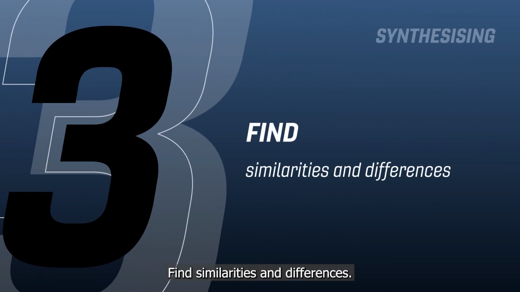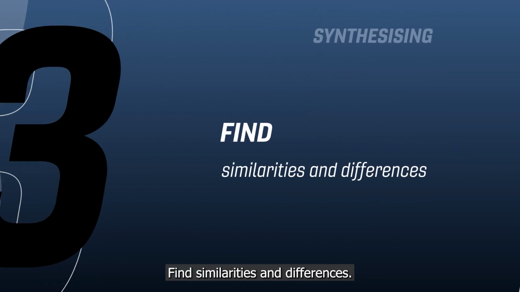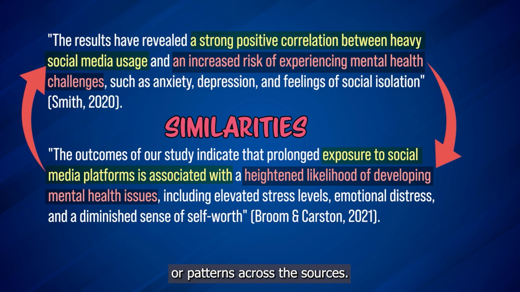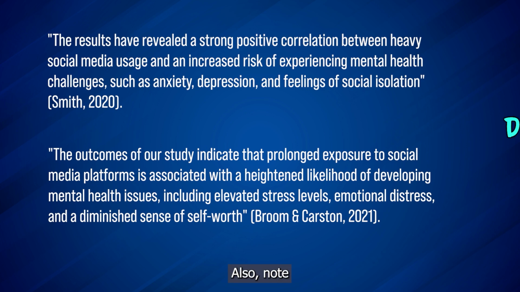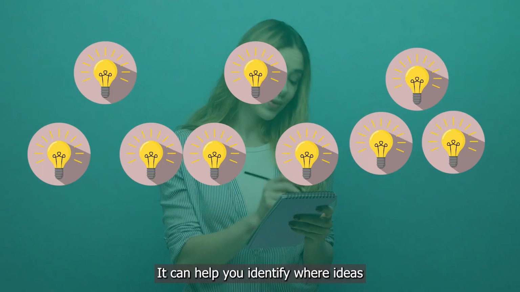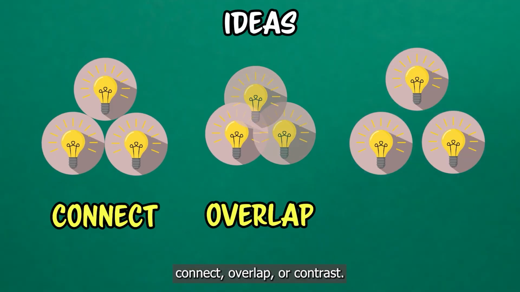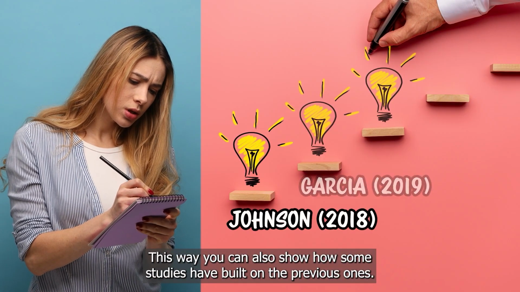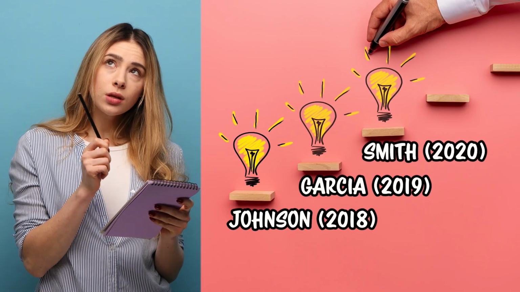3. Find similarities and differences. Look for common themes or patterns across the sources. Also, note any differences or contradictions. It can help you identify where ideas connect, overlap, or contrast. This way you can also show how some studies have built on the previous ones.